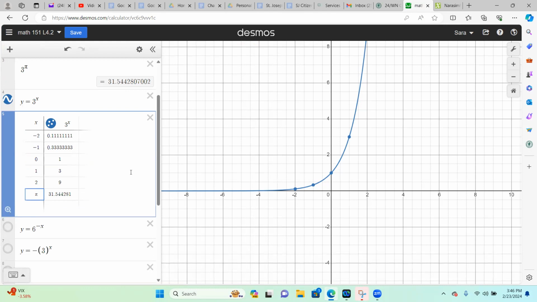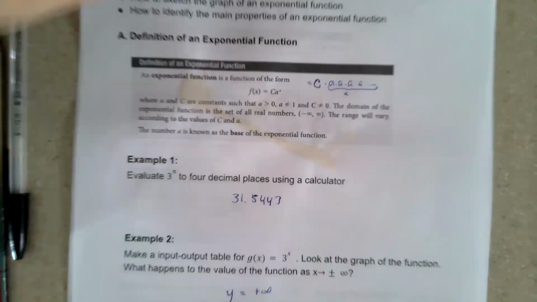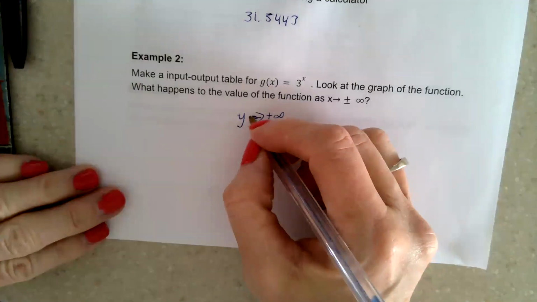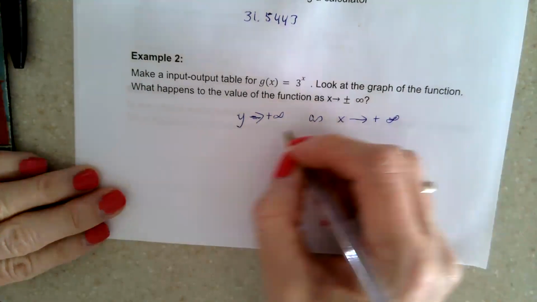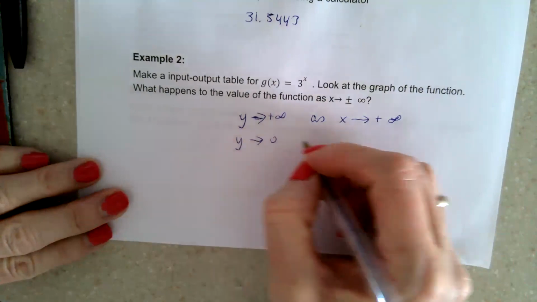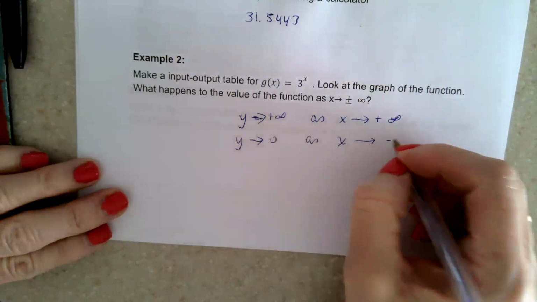You can see example 2 on your paper says, what happens to the value of the function as x approaches positive infinity? It goes up to positive infinity. And as x approaches negative infinity, it gets really, really close to 0. So let's go back to our paper so we can jot that down. So y goes to positive infinity as x goes to positive infinity. And y gets really, really close to 0 as x goes to negative infinity.